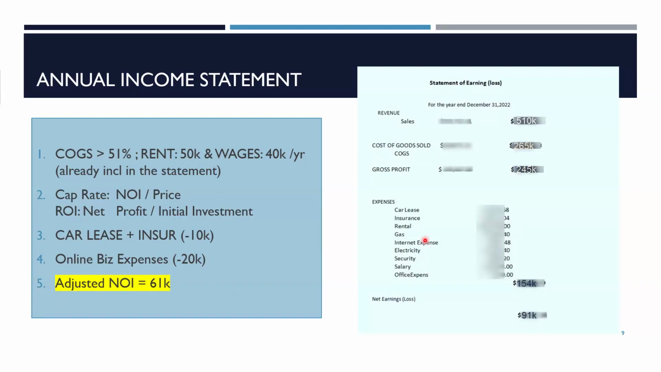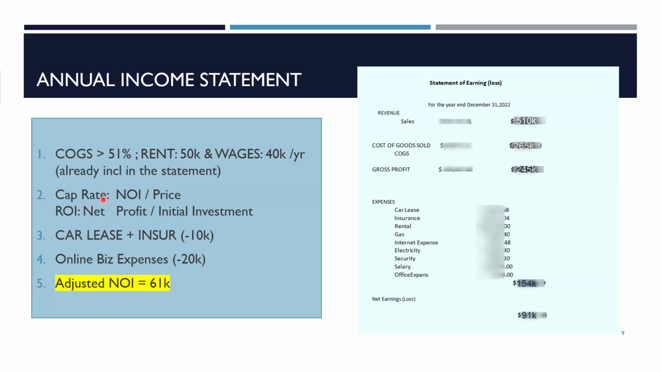Okay, anyway, so you need to ask them what is the cost of goods sold. You need to ask them what's the gross profit, what are the expenses, what are the net earnings. Okay, net earnings, the NOI. NOI is very important for you to evaluate whether this business is going well.